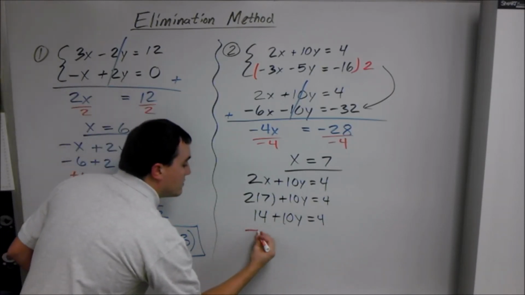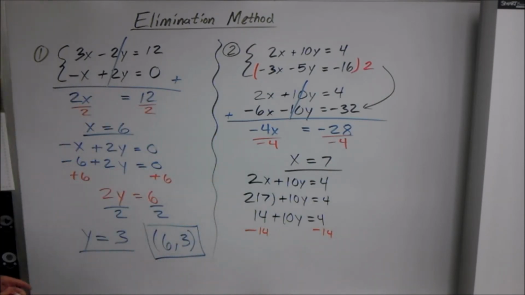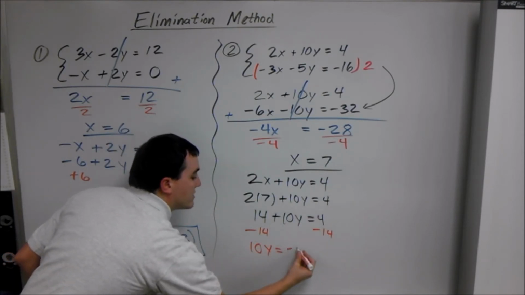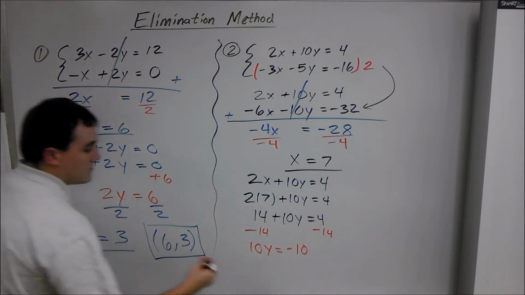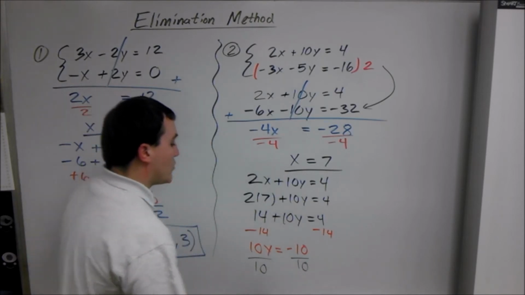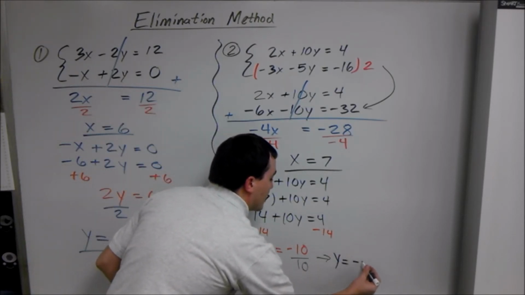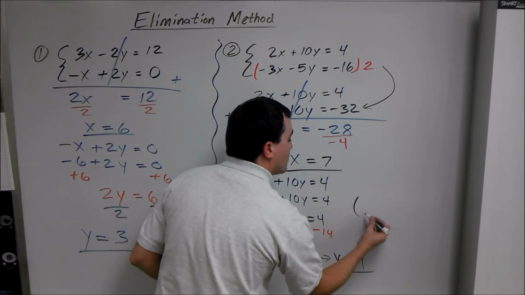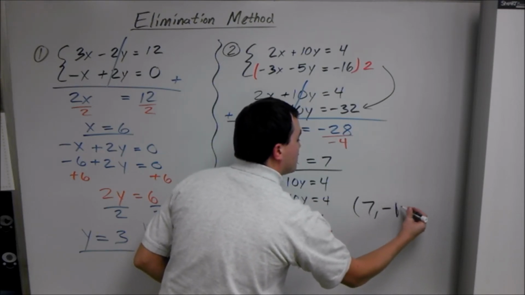Minus 14. That's going to give us 10y equals 4 minus 14 is negative 10. Then we divide by 10. So y equals negative 1. So x is 7, y is negative 1, so we get a coordinate point (7, negative 1) is our answer.